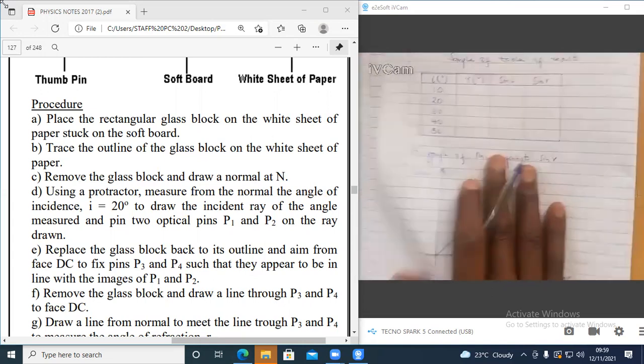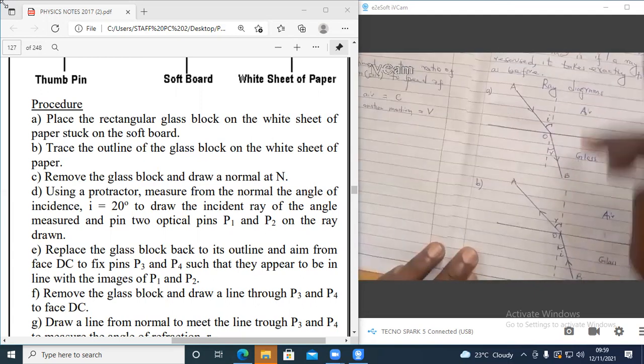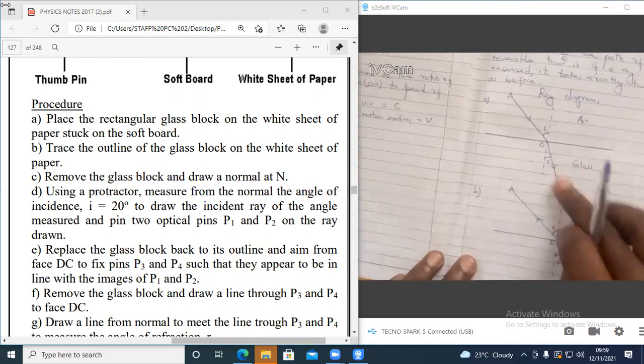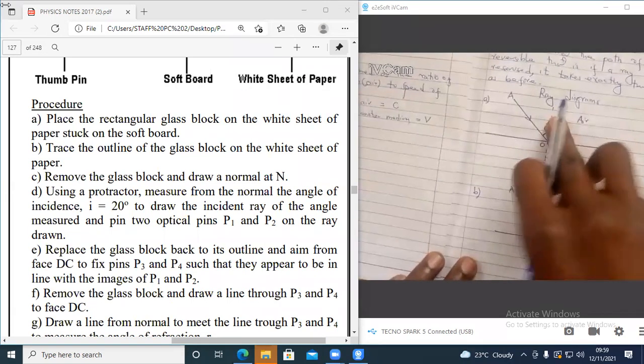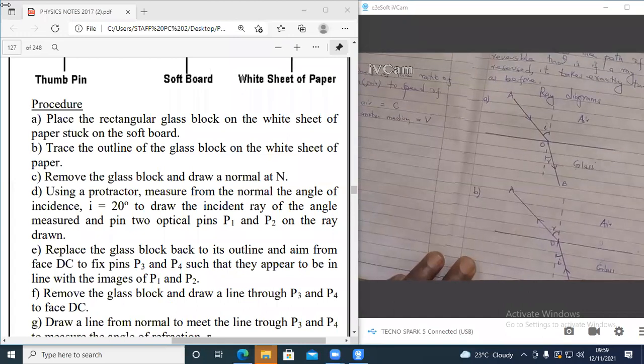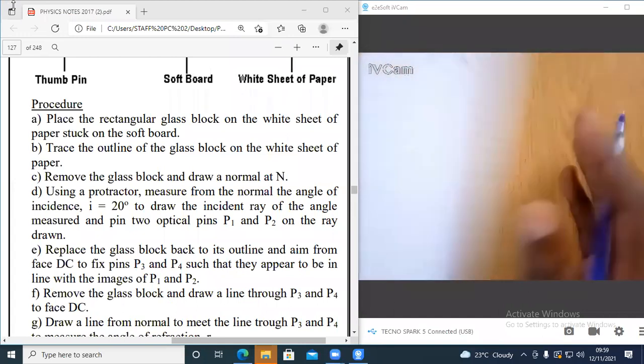Remember, the light is moving from air to glass. What do you expect the angle of refraction to be? Should it be more than 10 or less than 10? Less than 10. Good, less than 10. Let's prove it.